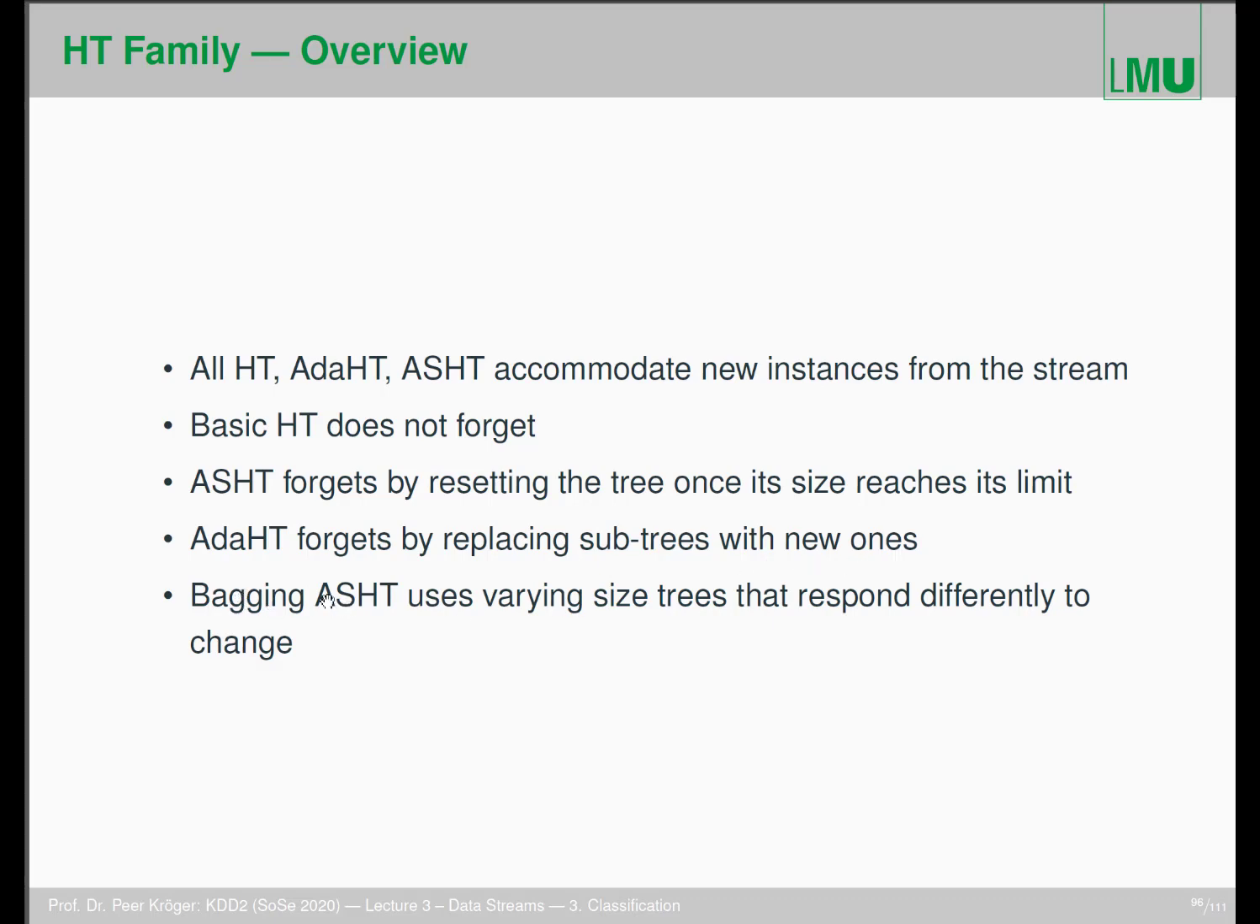And then we have these ensembles, typically the bagging adaptive size Höfting trees, for example, that use varying size trees to respond differently to changes. So the smaller ones are more adaptive, the larger ones are less adaptive and more conservative in that case. That's it for the decision trees for streams.